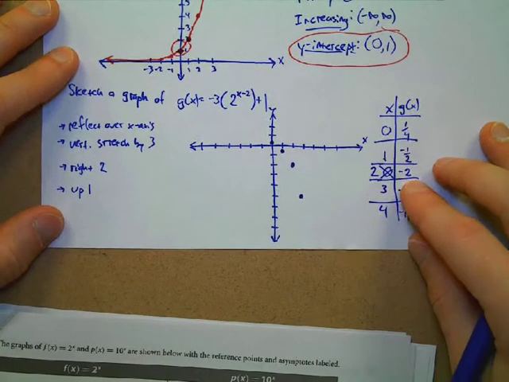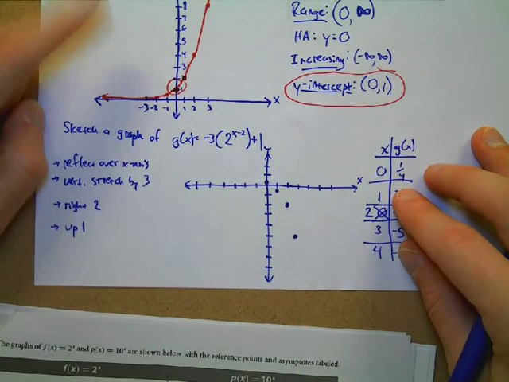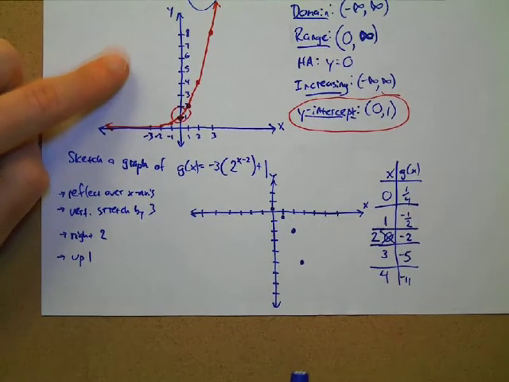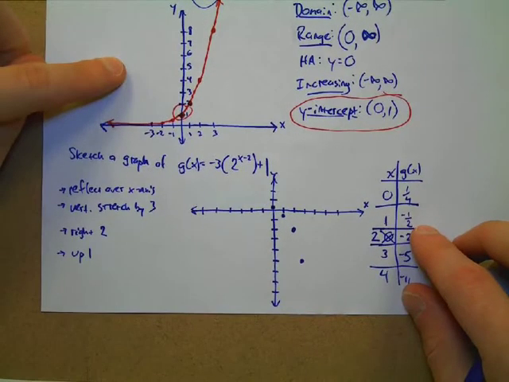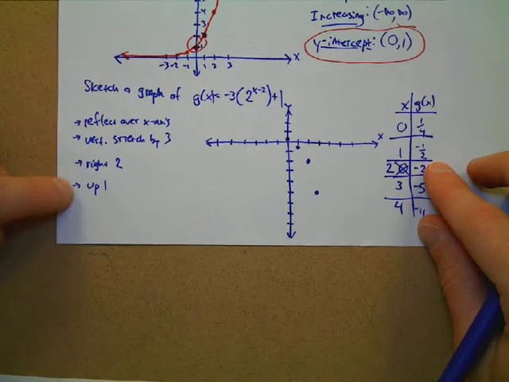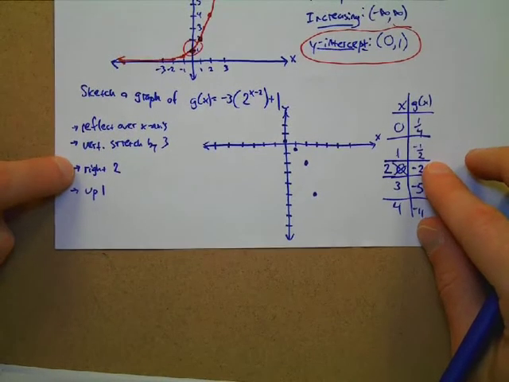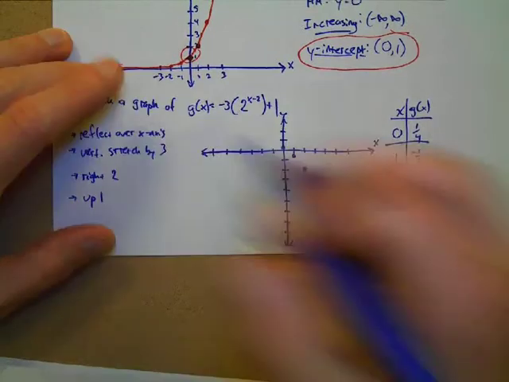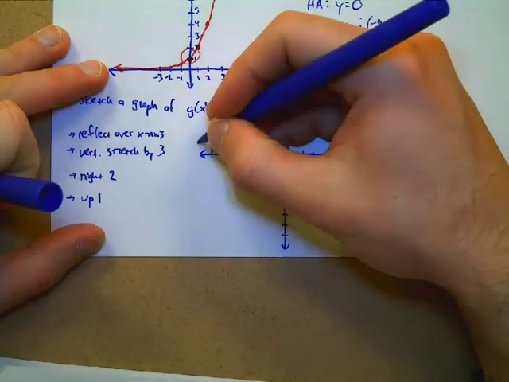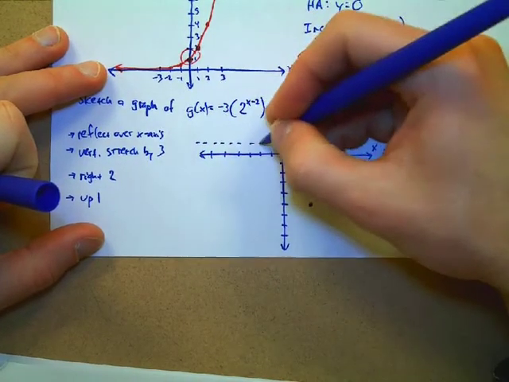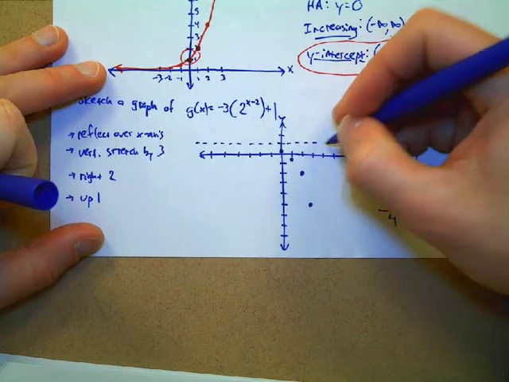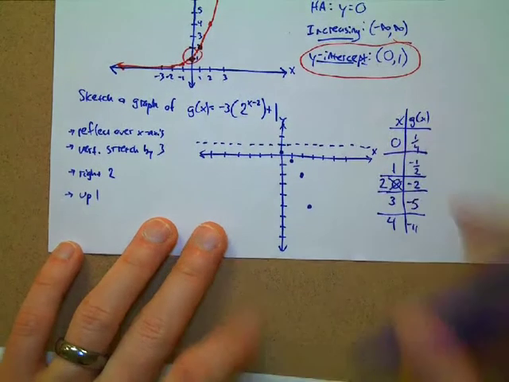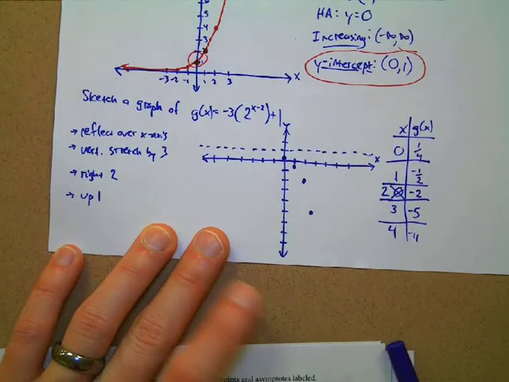What was the normal horizontal asymptote for our original graph of 2 to the x? At what y value? At 0. But this one was shifted up 1. If we shift it right 2, that doesn't affect the horizontal asymptote. But if we shift up 1, our new horizontal asymptote is at 1. So we can also graph in the horizontal asymptote here at 1. There it is. So what's our graph going to do? If I connect the dots here, it'll look something like this.